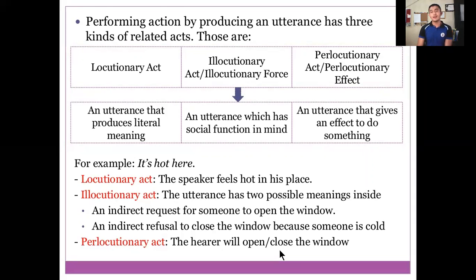On the other hand, number three, perlocutionary act or perlocutionary effect. This is an utterance that gives an effect to do something. There is an effect when we hear these words, especially effect on whom? Effect on the listener. So perlocutionary effect is an utterance that gives an effect to do something, or it has an effect on the listener. So let's try to distinguish the difference between these three through the following examples.